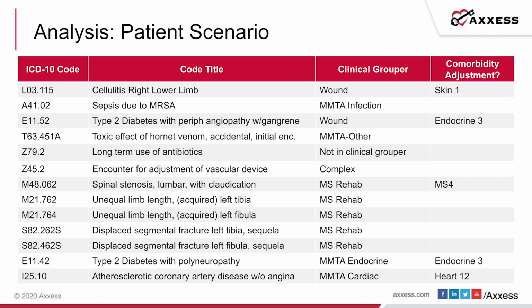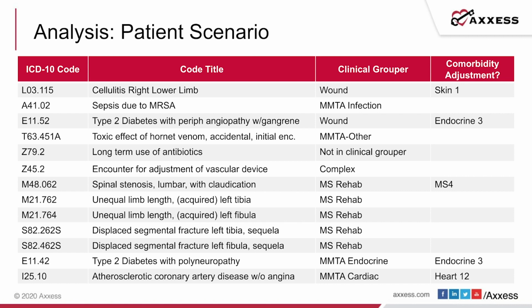L03.115. That puts the patient in a wound grouper, and we see that it's a skin 1 for the comorbidity adjustment. Our second code here would be A41.02, sepsis due to MRSA. That would fall under the MMTA infection clinical grouper. E11.52 is the next code. That's type 2 diabetes with peripheral angiopathy with gangrene.